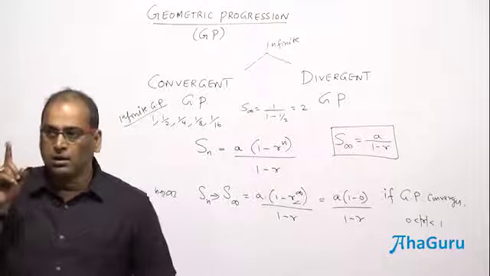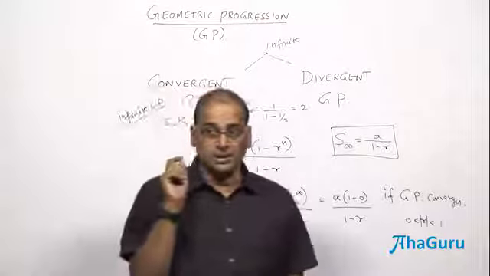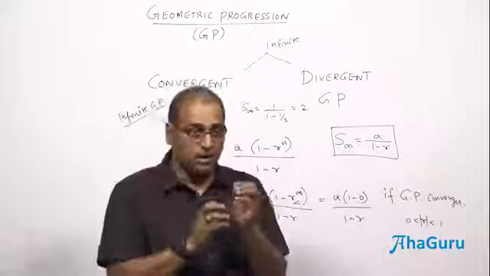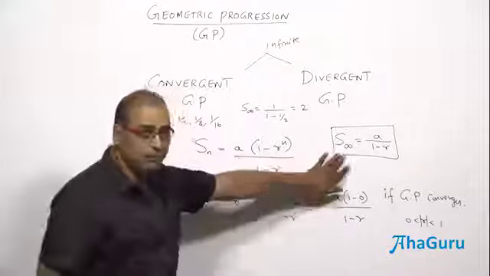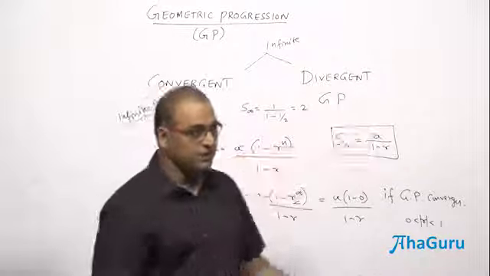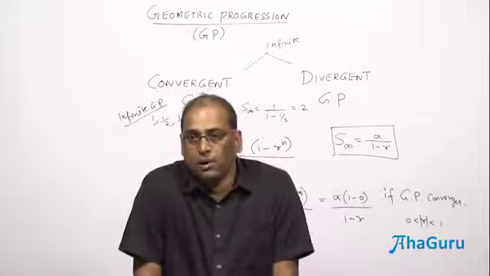Understood or not? Clear? So you have the license to replace S as S infinity in convergence only; you can apply this formula. In divergence you can't apply. So S infinity is equal to A by 1 minus r.